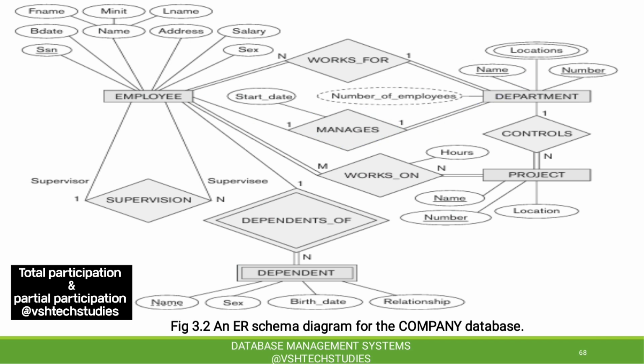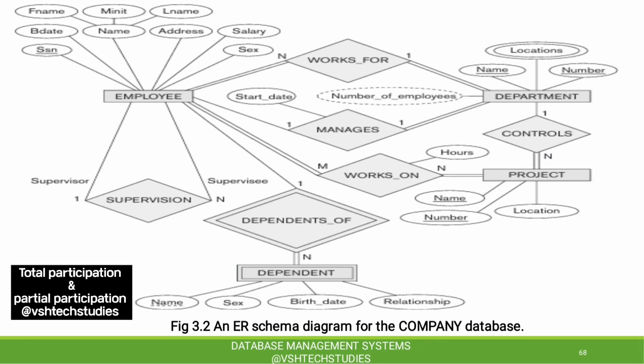Next, department entity partially participates in controls relationship because all the departments do not control the project. All the projects are controlled by department and hence project entity totally participates in the relationship controls.